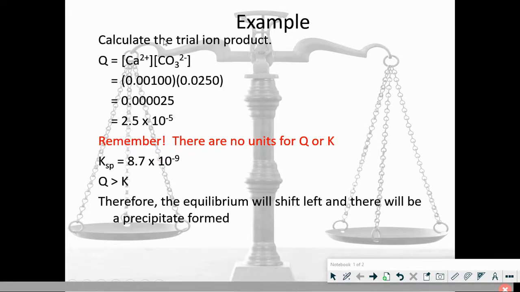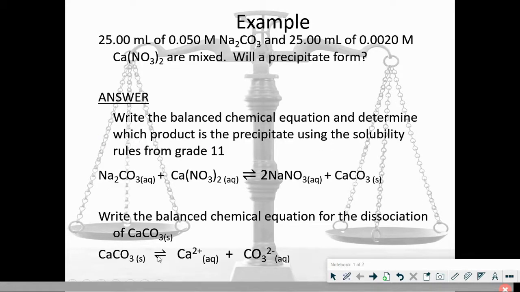We put them into our equation to find the trial ion product. 0.00100 and 0.0250 are multiplied together to give us this number. So Q is bigger than the KSP. So if Q is bigger than the KSP, then the equilibrium will shift to the left. And if it shifts to the left, a precipitate will form.